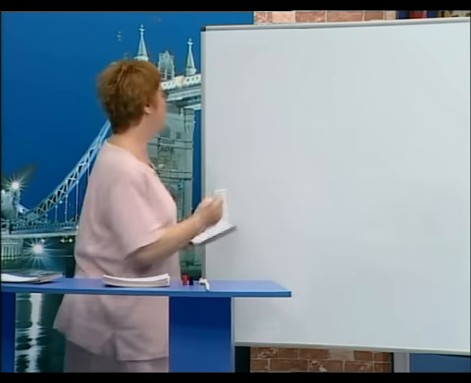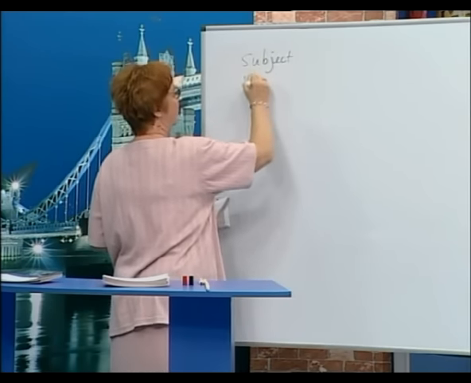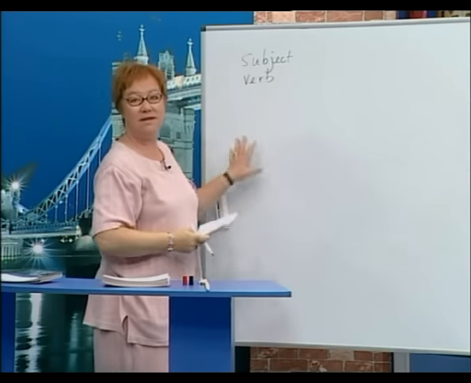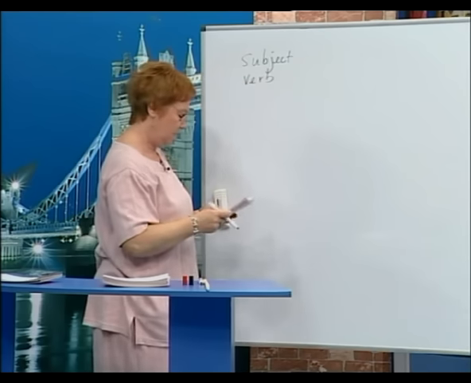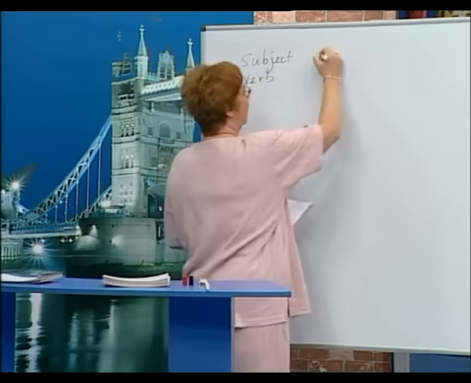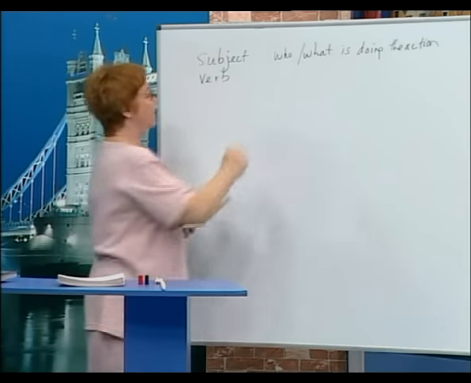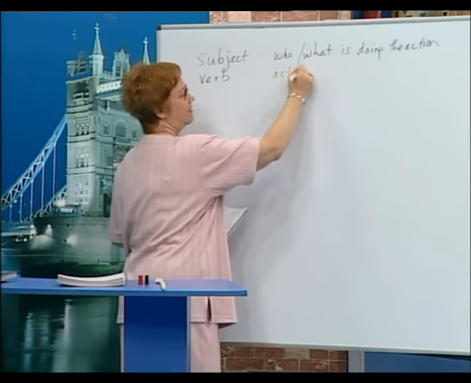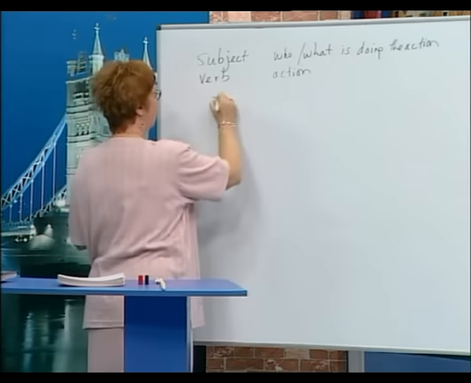Now, when we make sentences, we need a subject and a verb. Every sentence in English has a subject and a verb. The subject tells us who or what is doing the action. And the verb is usually some kind of action. Okay? Now, here's an example.